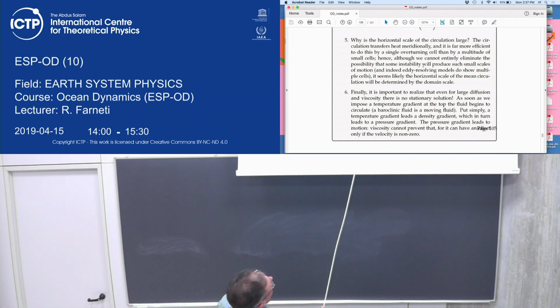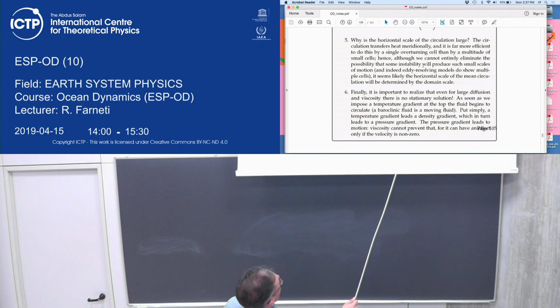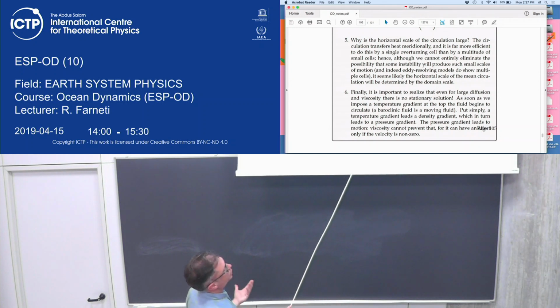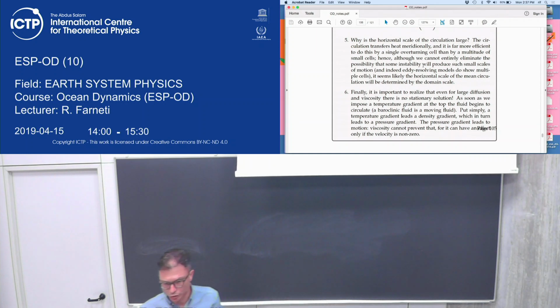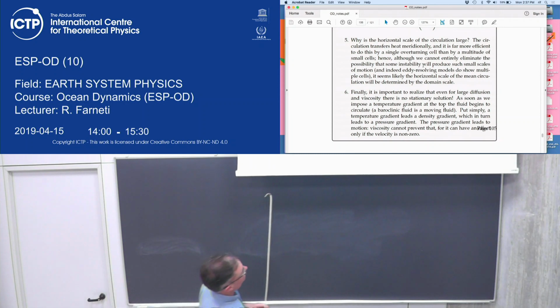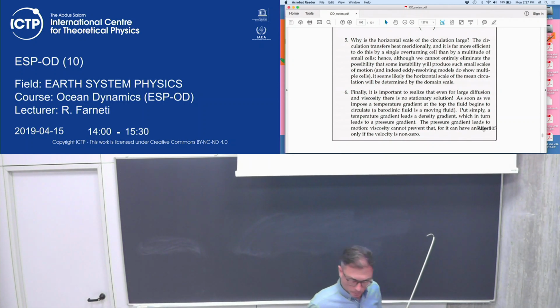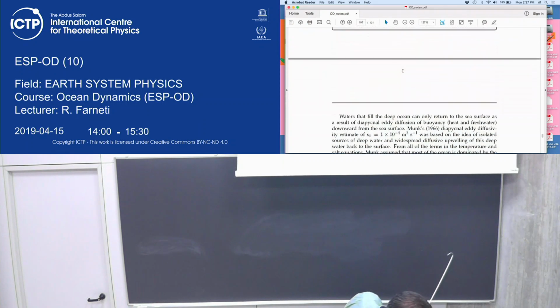So if you have a temperature gradient, it leads to a density gradient, and if you have a density gradient, you have a pressure gradient, and a pressure gradient leads to motion. Okay? So as long as you have a temperature gradient or a buoyancy gradient at the surface, there will always be a circulation. There will never be a stationary state. Okay?